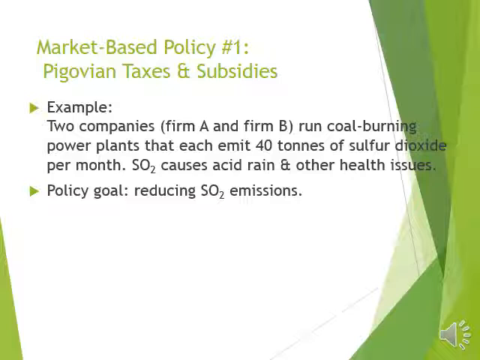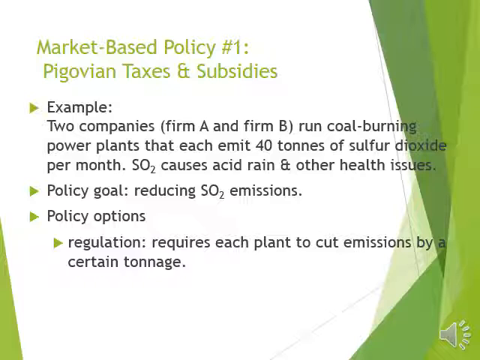Now, basically, you want to do something as the government to reduce the sulfur dioxide emissions. So you've got a couple of policy options. You could have regulation, that's a type of command-based policy, where you tell the plants they need to cut emissions by a certain tonnage. Tell both plants, look, we will let you only emit 20 tons of sulfur dioxide per month. And then suddenly they're going to try and be more efficient to produce a good amount of electricity with far less pollution, for example.